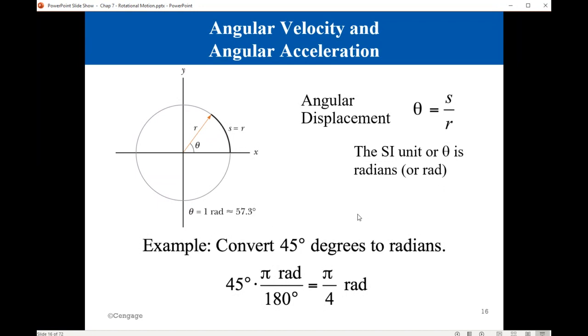Example, convert 45 degrees to radians. We know that 180 degrees is equivalent to pi radians. Therefore, we apply proportionality. So 45 divided by 180 multiplied by pi, this is 1/4 pi. So 45 degrees is equivalent to pi over 4 radian. You can substitute for pi 3.14. Divide 3.14 by 4, you get the numerical value, the numerical angle in radian that is equivalent to 45 degrees.